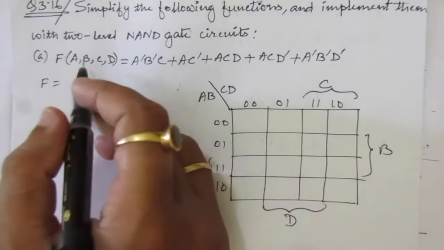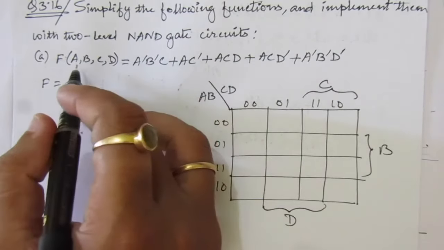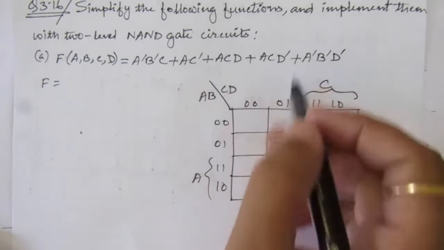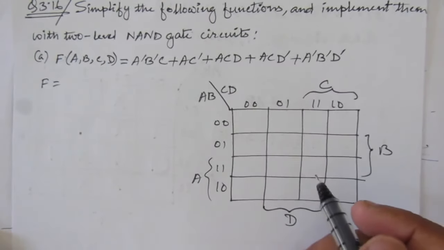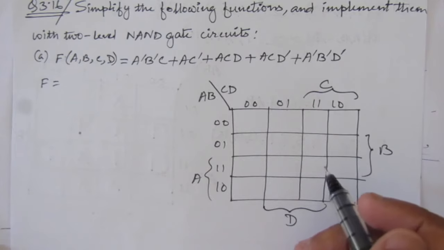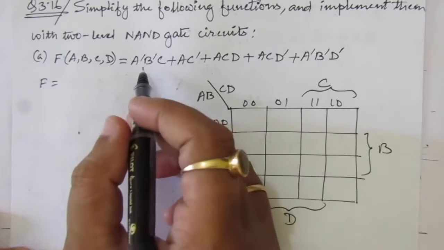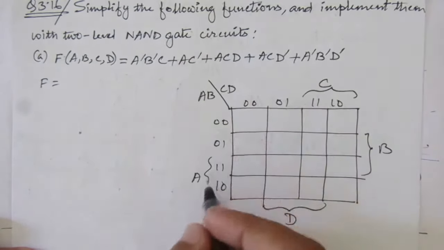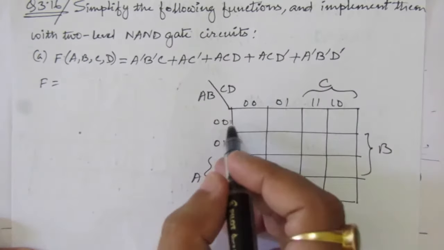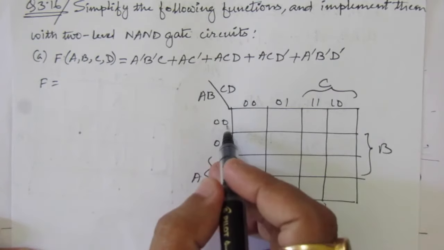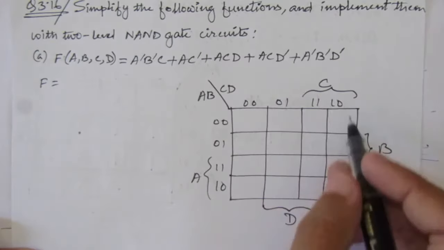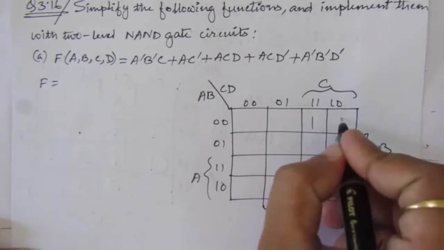We are given a four variable expression. A, B, C, D are the four variables. So we have to put this expression in this four variable map and simplify. After simplification, we'll make the two-level NAND gate circuit. In the first problem, we are given A bar, B bar, C. A bar, B bar means this first row, because A and B are both 0, 0. And C is the third and the fourth column. So we have to put here 1 and 1.